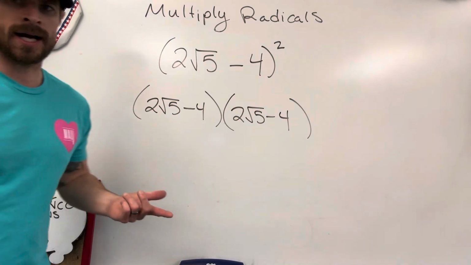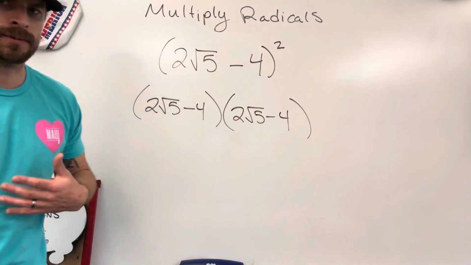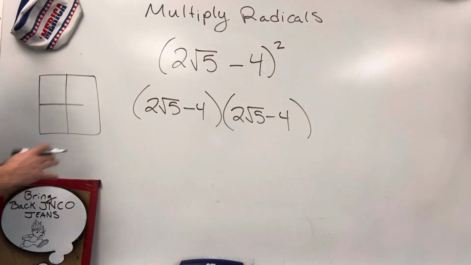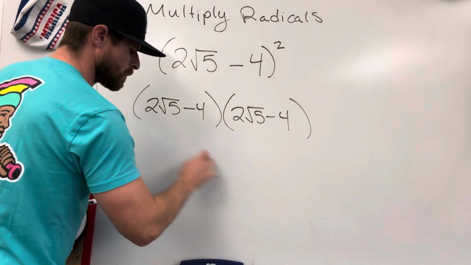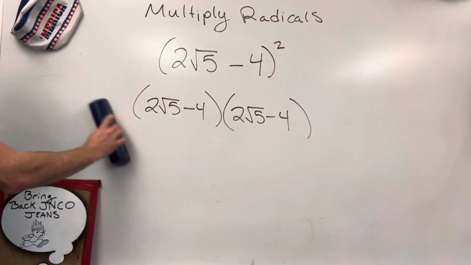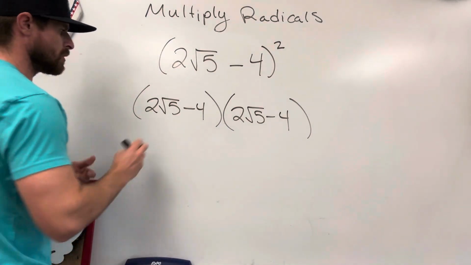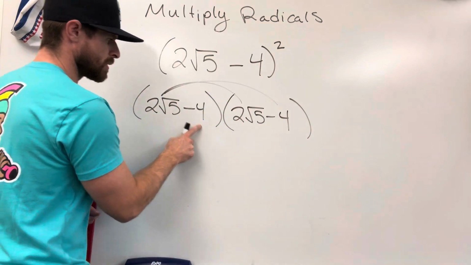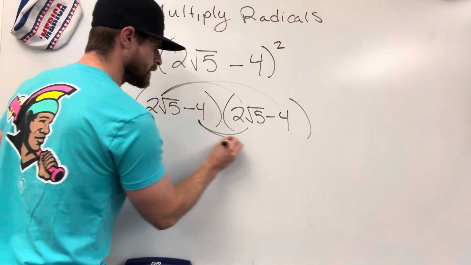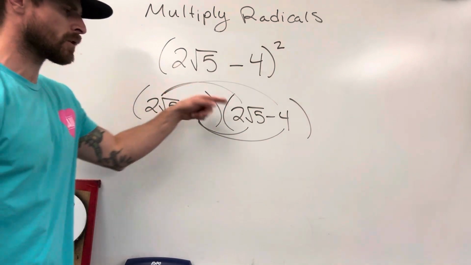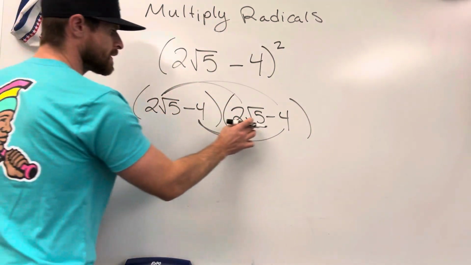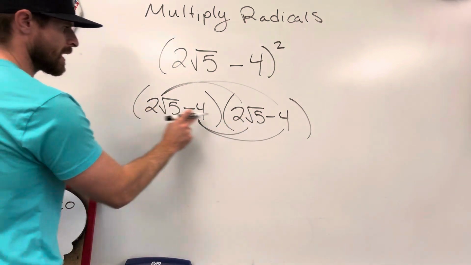Now, however you were taught, maybe you were taught the FOIL method, the distributive property. Sometimes you make boxes and you can split it up that way. However you were taught to multiply your binomials together, go with what you're comfortable with. I'm a huge fan of just distributing. So we're going to distribute this term to both of those terms here. We're going to distribute negative 4 to both terms over here. And if I multiply all 4 of those lines together, I'm going to get what I need. So 2 root 5 times 2 root 5. Well, what's 2 times 2?